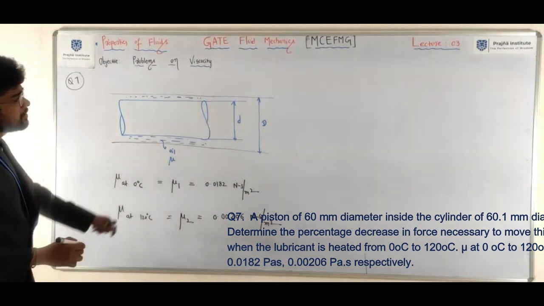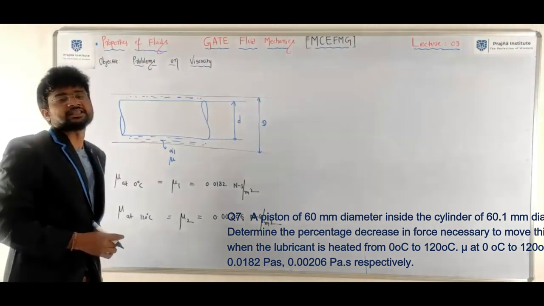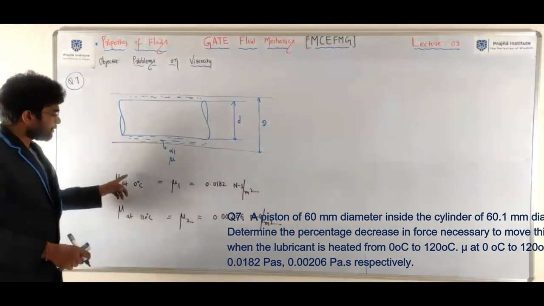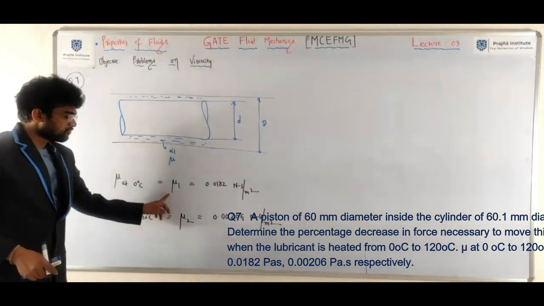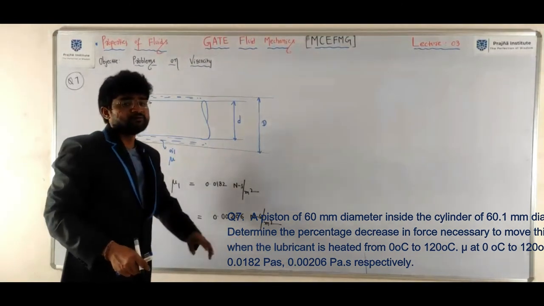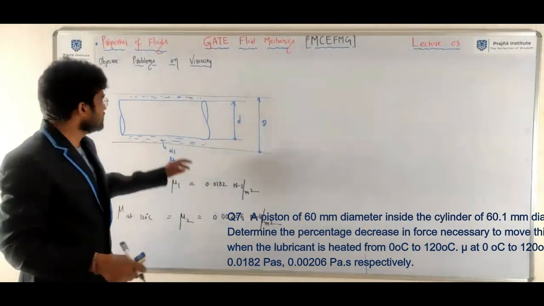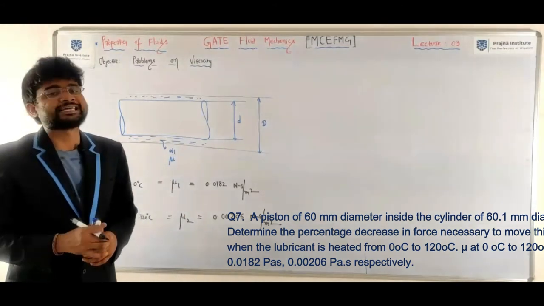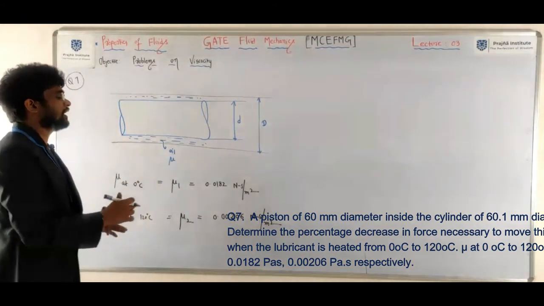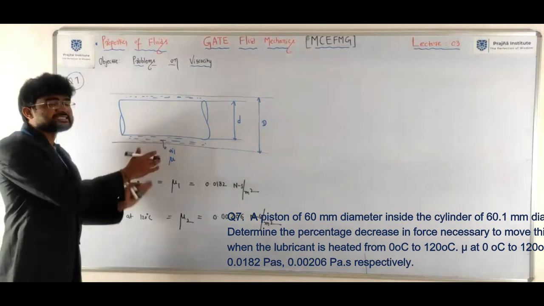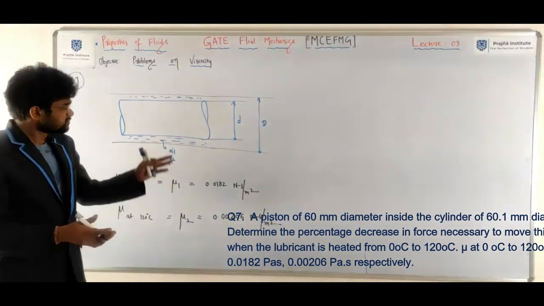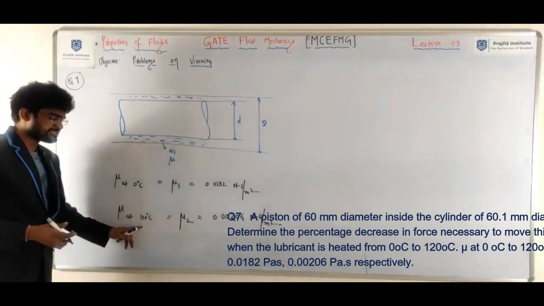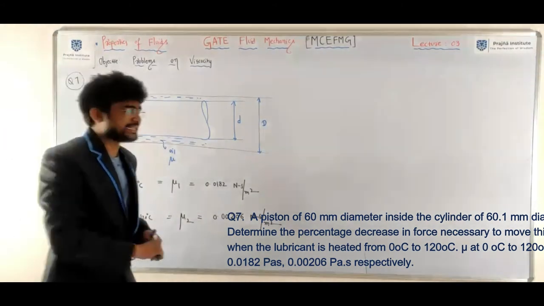Here they are asking the percentage decrease in the force by increasing temperature. By increasing temperature, viscosity decreases. Viscosity decreases, then shear stress decreases, then shear force also decreases. Now we need to calculate the percentage decrease in the force by increasing the temperature from 0 degree centigrade to 120 degree centigrade.